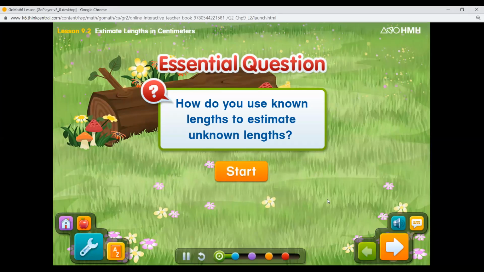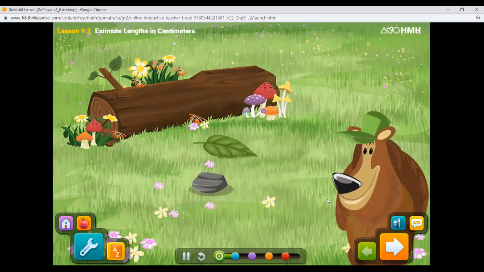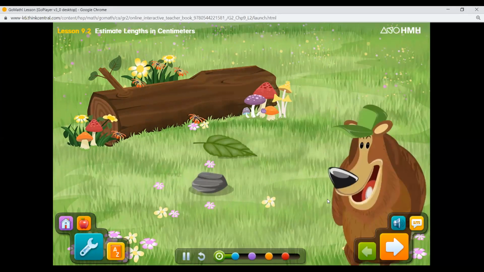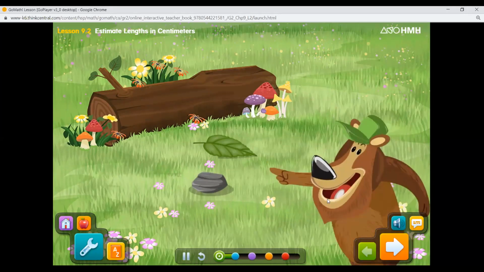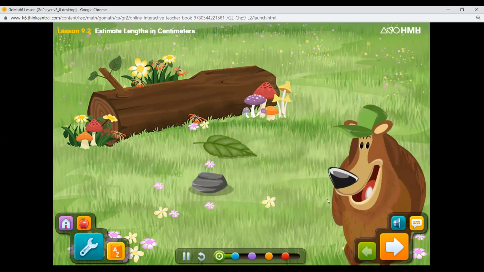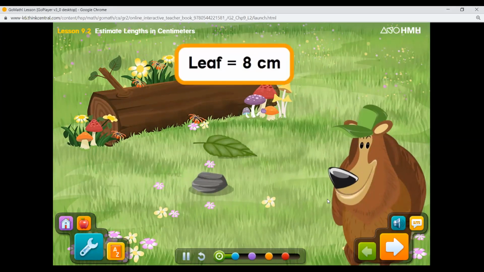How do you use known lengths to estimate unknown lengths? Hi, friends! Today I'm studying the things next to this log. I found a leaf and a rock. I know that the leaf is about 8 centimeters long. I want to know the length of the rock. Do you think knowing the length of the leaf can help me find the length of the rock? Let's find out.